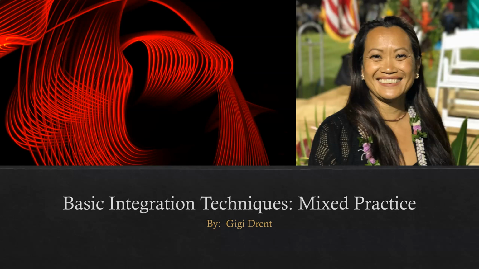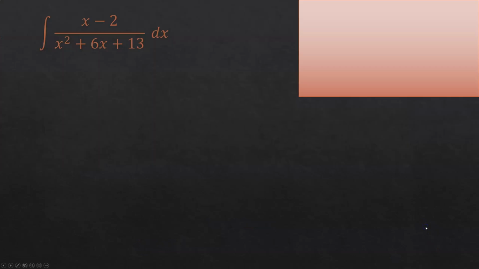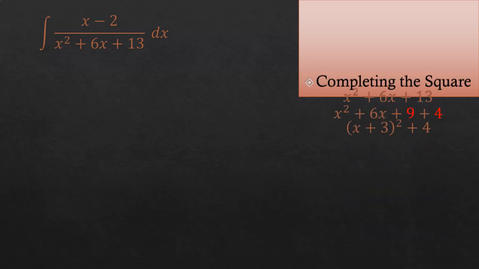So here we have the problem of the integral of x minus 2 all divided by x squared plus 6x plus 13. So looking at the denominator, it seems like we could complete the square, right? So x squared plus 6x plus 13. So I'm going to go down that road and complete the square and see where I will be headed, okay?